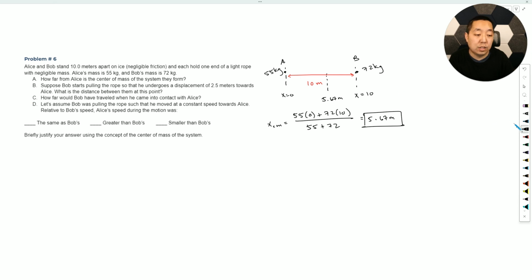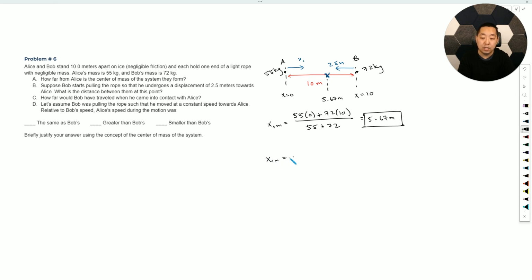Suppose Bob starts pulling the rope so he undergoes a displacement of 2.5 meters towards Alice. What is the distance between them at this point? Now, here's the thing. They're pulling on each other, but it's internal to the system. So as far as external forces, there are none acting on it. That means the center of mass ought to remain at the same spot. But now Alice is going to move some distance, we'll say x1, and we want to know what that x1 is.